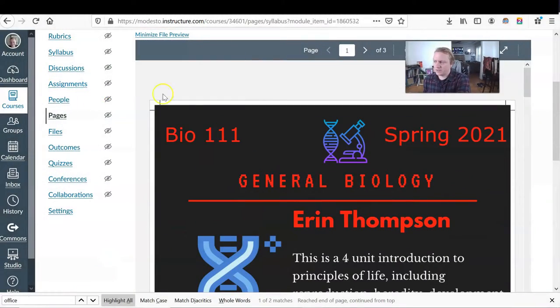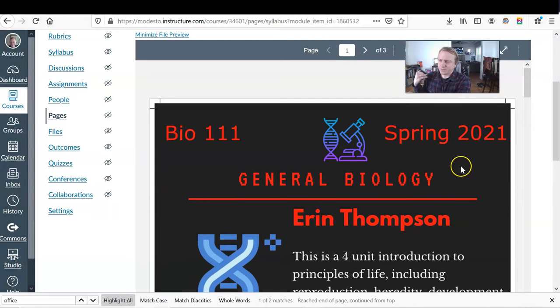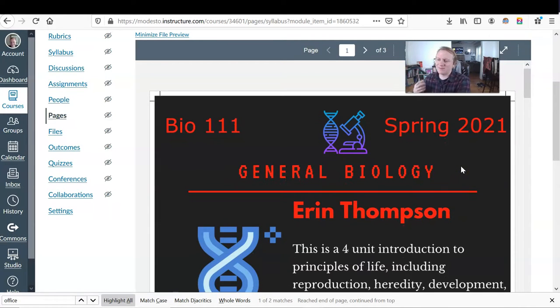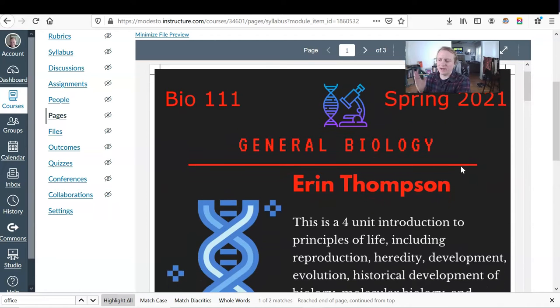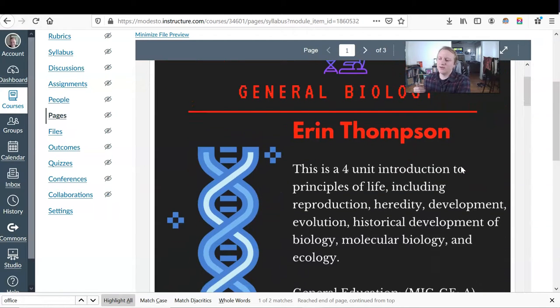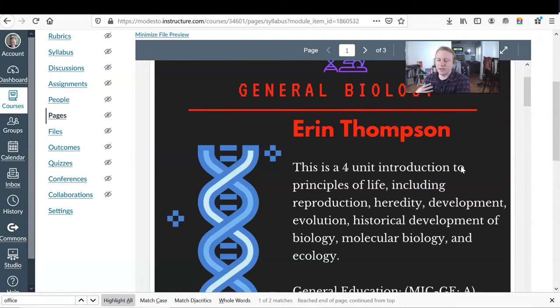It's on the syllabus page, should be one of the first modules that you see. As it says here, this is Bio 111, this is Spring 2021. I am Aaron. This is a 4-unit course that is basically introductory biology. There is a lab component to this class, which should theoretically take 3 hours a week. It's not always going to take you that long, but you should have 3 hours per week allotted to it whenever there is a lab scheduled.